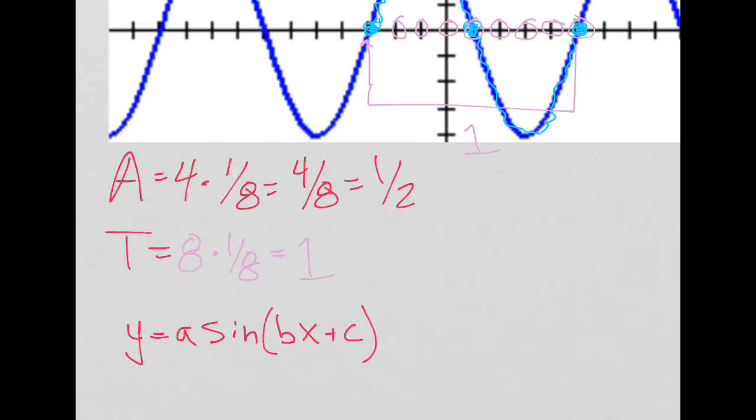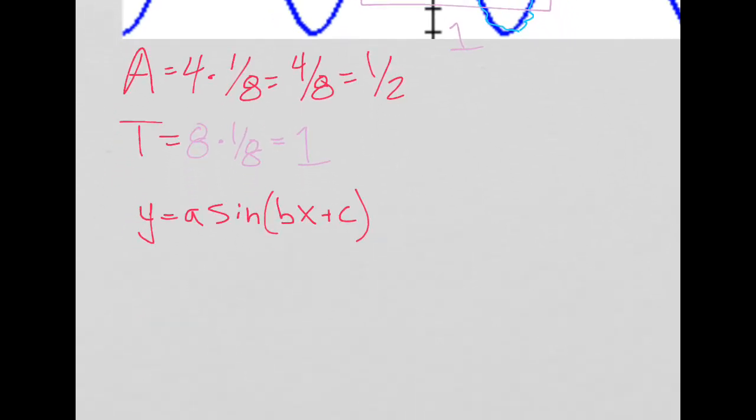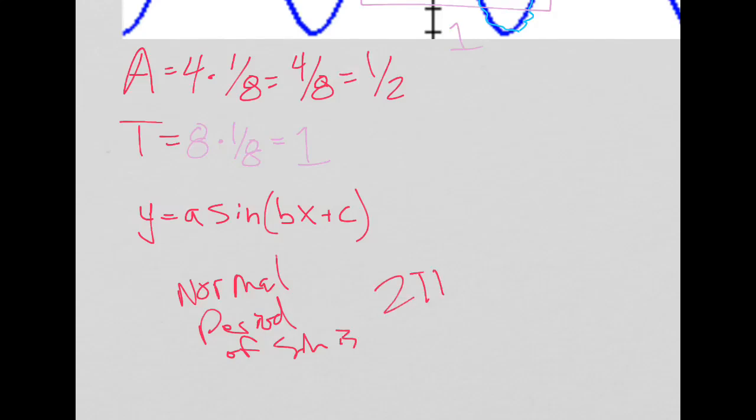But remember that we want to figure out that coefficient b. And we know that the normal period of sine is 2 pi. And what do we normally do? Well, we take 2 pi and we divide it by that coefficient to determine what the modified period is. Well, our modified period is 1.